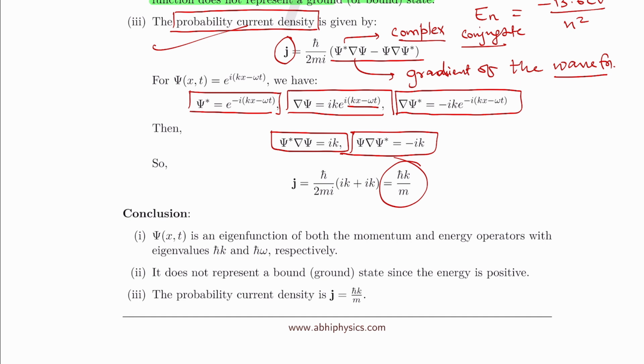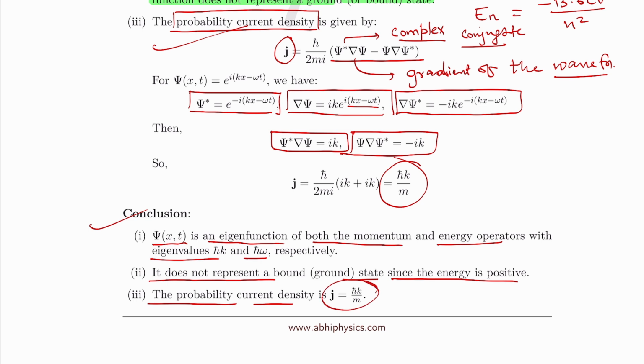So we have all three conclusions for each of the three questions: psi of x is an eigenfunction of both the momentum and energy operators with eigenvalues h bar k and h bar omega respectively. It does not represent a bound state or ground state since the energy is positive, and the probability current density is h bar k divided by m.